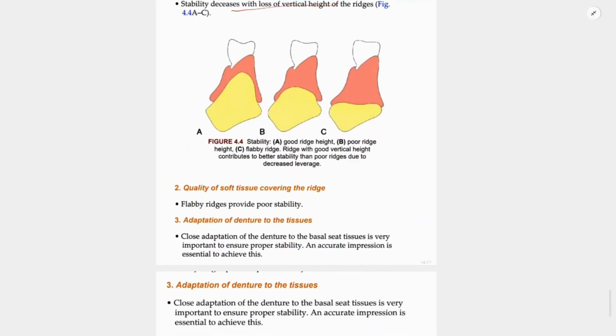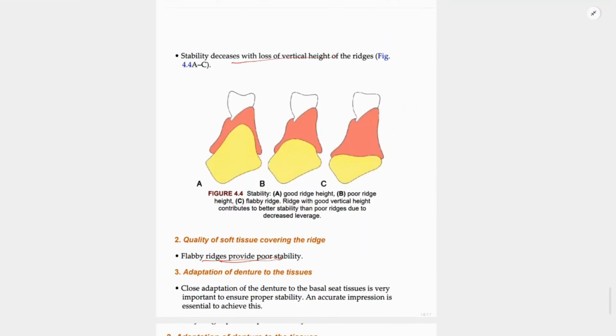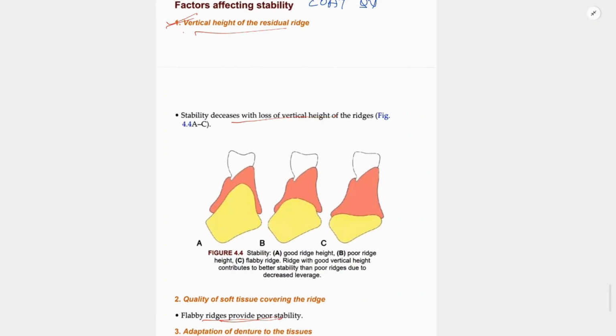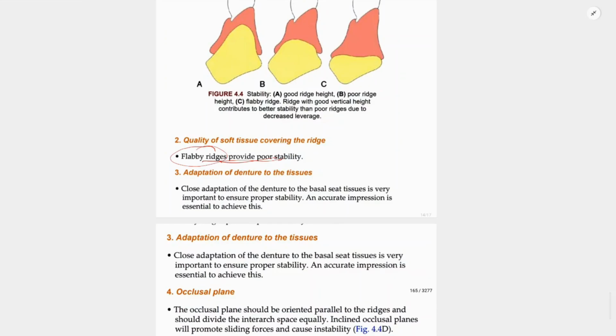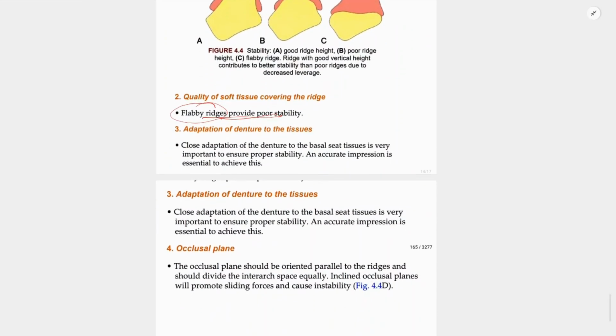Quality of the soft tissue. Flabby ridges provide poor stability. So it is one main subtopic with one main word that you have to mention. Vertical height of the residual ridge, you have to remember, stability decreases with the loss of the vertical height of the ridge. Quality, you have to remember the word flabby ridge. Adaptation of the denture to the tissue: very logical reasoning to this. Close adaptation of the denture to the basal seat tissue is very important to ensure proper stability. So just write this main subtopic, that is adaptation of the denture to the tissues.